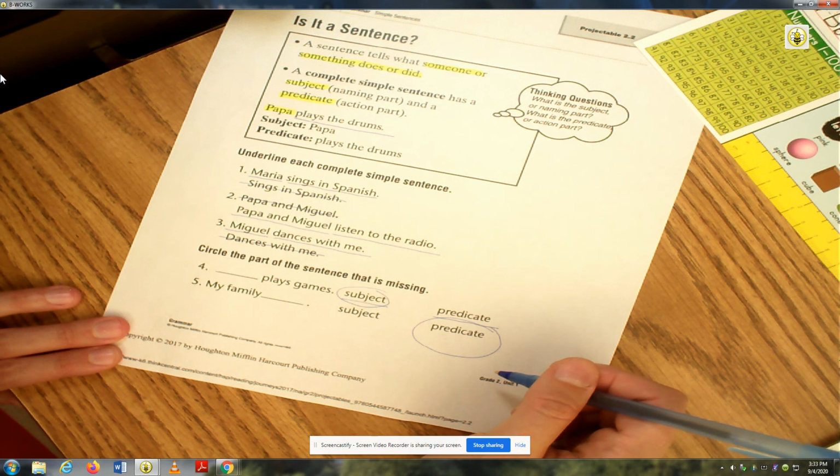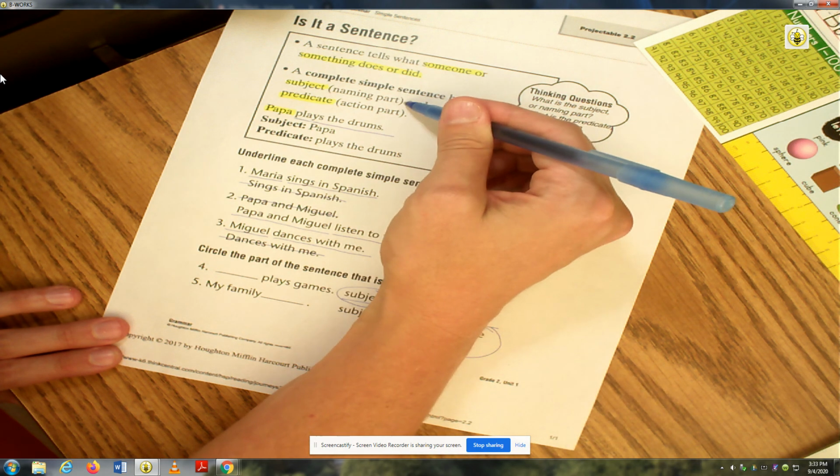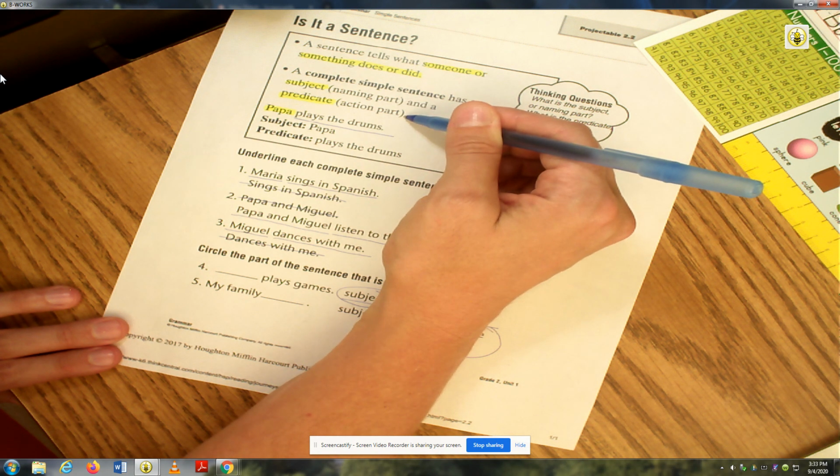So to identify whether a simple sentence is complete, always ask yourself this. What is the subject or naming part? And what is the predicate or action part?